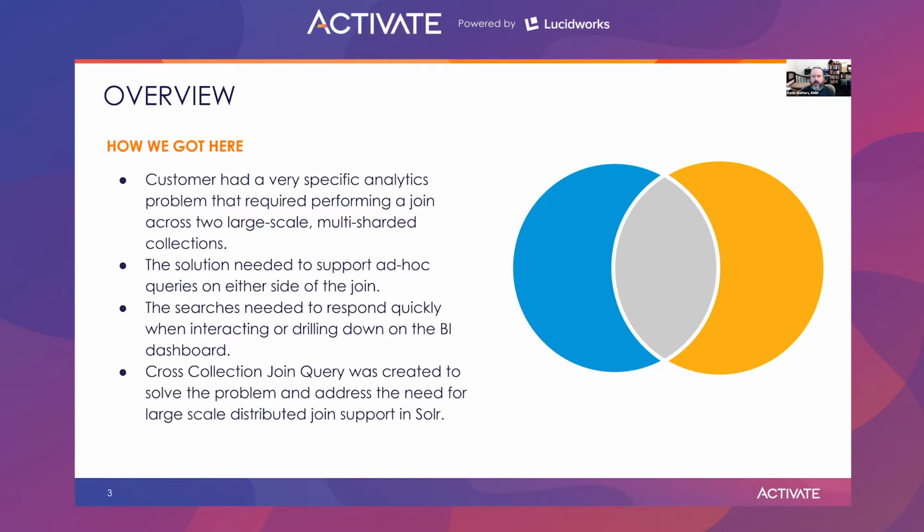Some of the key things is that in one collection, they had records about customers, for example, that were very fat records, very wide, with a lot of metadata on them, and the client wanted to be able to do ad hoc queries to look at a subset of those customers and then do analytics on the orders that those customers were generating. So the ultimate solution that we came up with for this was the cross-collection join query. And we'll talk about that now.